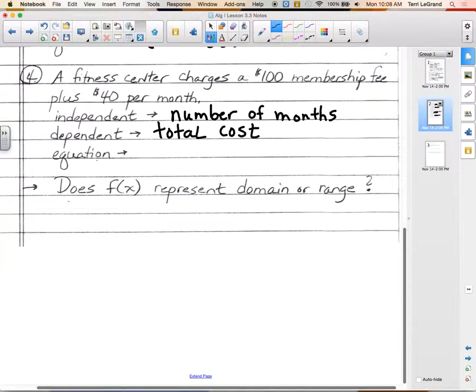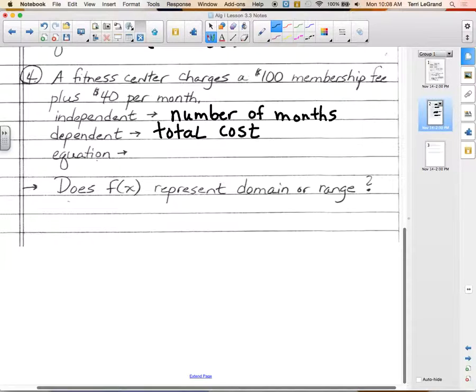Okay, what's the function rule? That's all I want you to give me right now. What is the function rule for this one? I want us to be able to talk in that language. 40x plus 100, anyone agree with that? 40x plus 100 is the function rule. 100, that's for the first month. Is that only for the first month? No. Well, that's really for all of them.